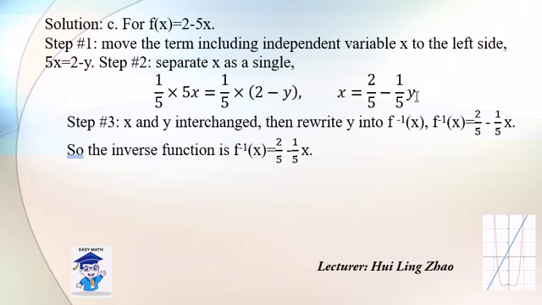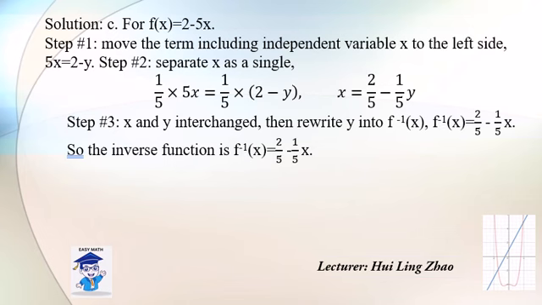Step number 3, x and y interchange, then rewrite as f^-1. The inverse function is f^-1(x) equals 2 over 5 minus x over 5.